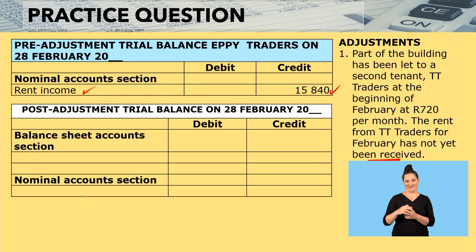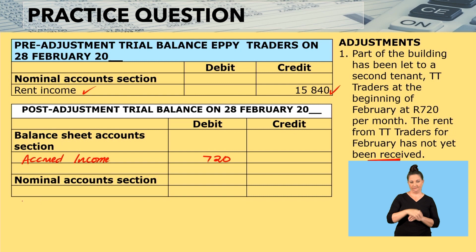What we want to do now is post the amounts that must go into the post-adjustment trial balance. The moment we have accrued income, remember, that goes to the balance sheet. So we come under the balance sheet account section, and we say accrued income, and it is receivable, so it will come to the debit side.